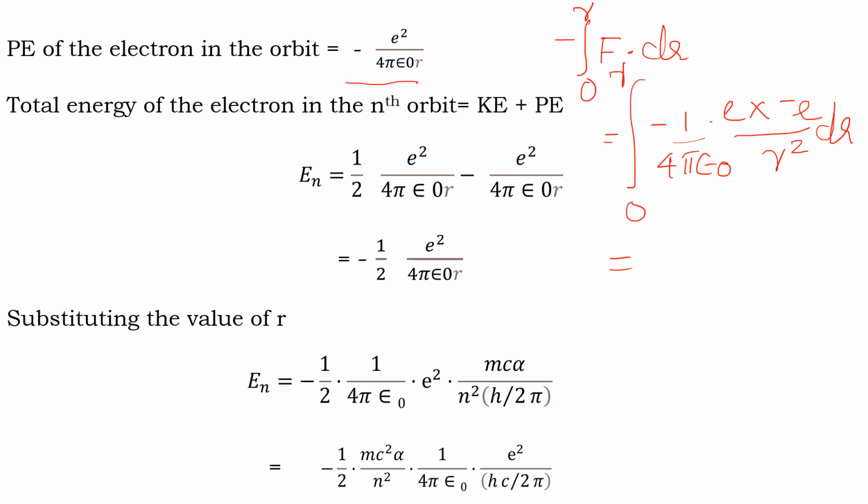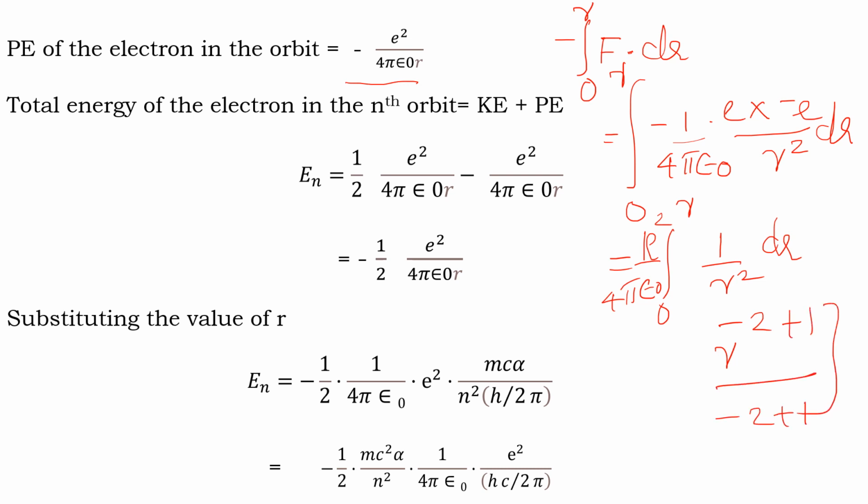Then it will be 0 to R. 1 by 4 pi epsilon 0 can be taken outside, E square also taken outside, 1 by R square dr. Then the integral of 1 by R square dr is R raised to minus 2 plus 1, that is minus 1. Therefore, the final equation will be minus E square by 4 pi epsilon 0 into 1 by R. This is the value of the potential energy.